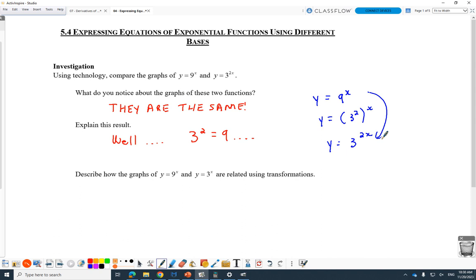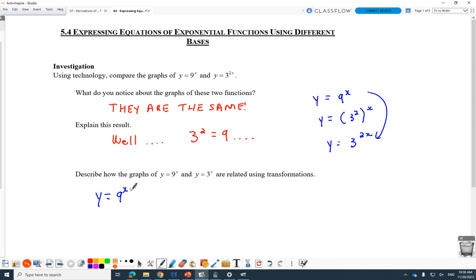So describe how the graphs, whoa, now this is different. This is what a homework question looks like. Describe how a graph of 9 to the x and 3 to the x are related using transformations. Here's what you do. You look at the larger base first and go, is there something I can do to this to get it into a lower base?